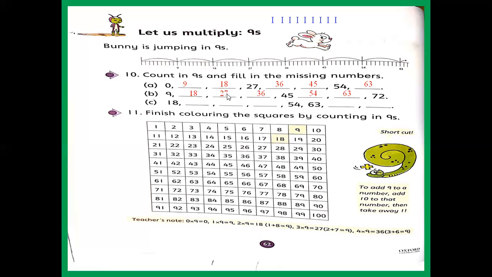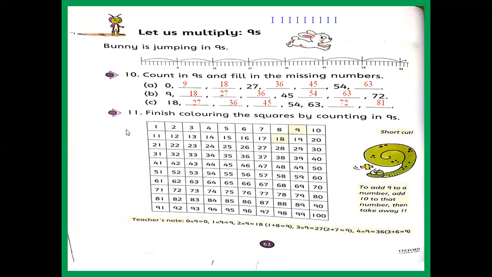So 18. After 18, what is 27? So right here, 27. No need to write again because in the first A part, we have counted. 27, after that 36, so right here, 36. After 36, what is this? 45. Right here, 45. After 45, what is this? Look above, 54. 54 is already written. After 54, 63, it is also written. After 63, 72. Right here, 72. But after 72, nothing. So you can count 73, 74, 75, 76, 77, 78, 79, 80, 81. Right here, 81. Okay. So these are the three parts about the table of 9.